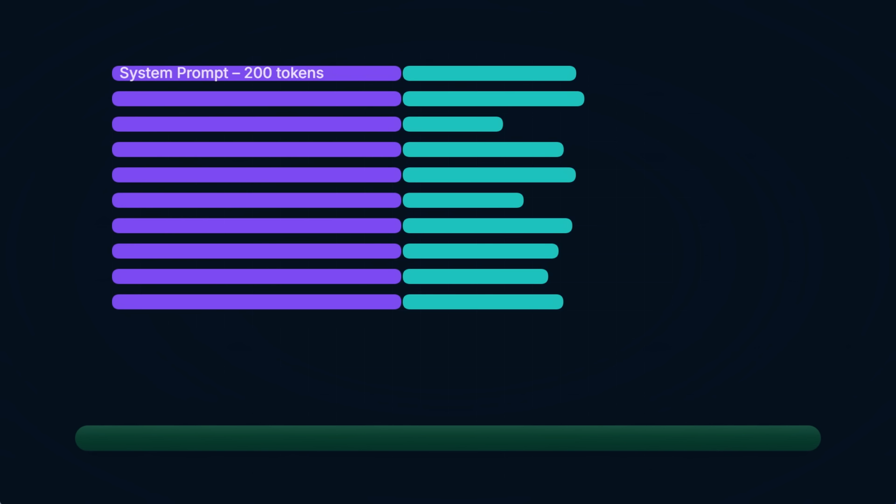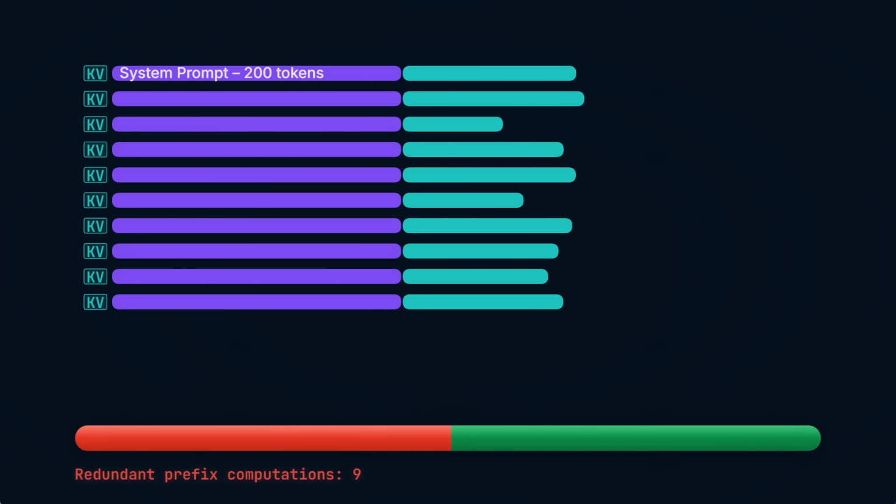10 requests arrive in the same second. Every single one starts with the same system prompt. 200 tokens. Identical. Each request builds its own KV cache from scratch. 10 independent caches. Each one storing the exact same key value pairs for the same 200 tokens. Scale that to 1,000, and the system prompt is computed 1,000 times. 999 of them redundant. We solved redundancy within a request.